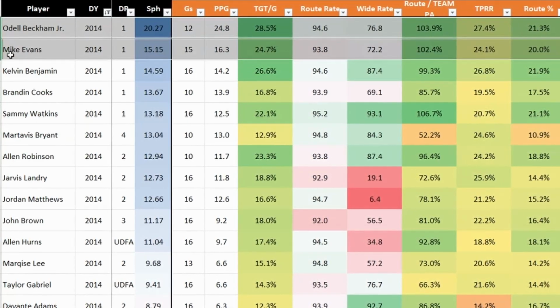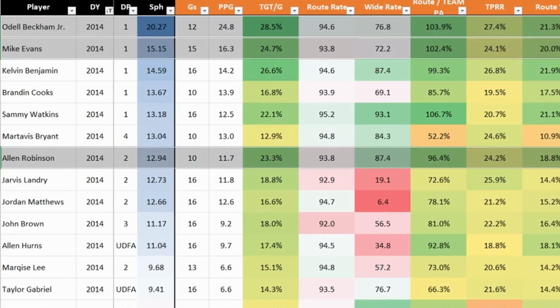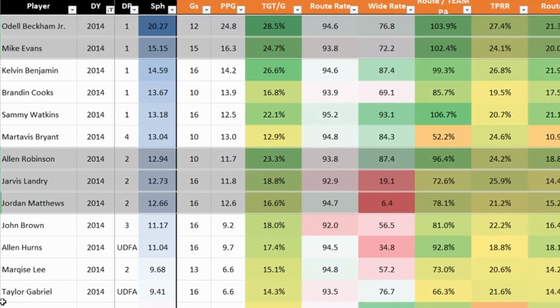Which is why players with high targets per route run, like honestly the best receivers in most classes, and if you just go through the 2014 class, Odell Beckham, Mike Evans, all these guys have over 20% targets per route run, which is the average. Around 19 to 20% is the average, and a lot of rookies average over 20%, but they are also on the field a lot, which is why it stands out.